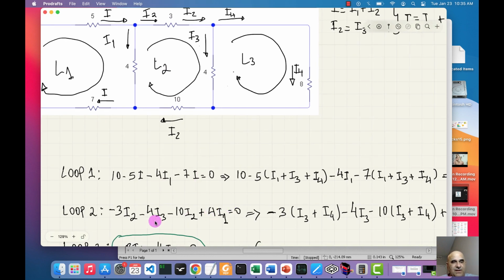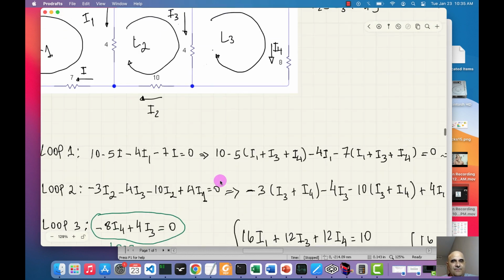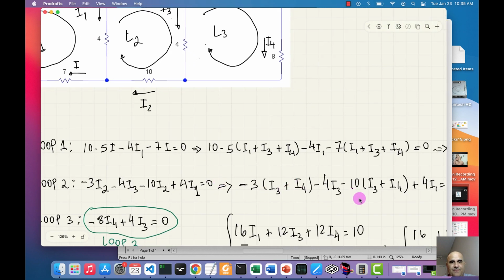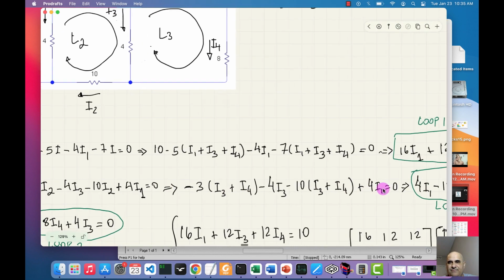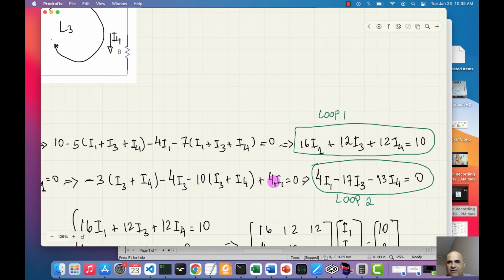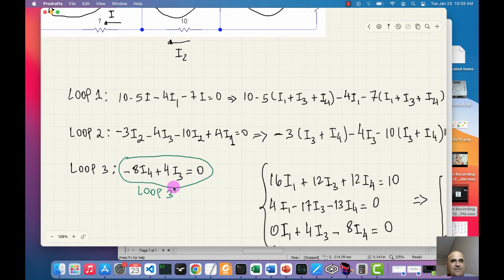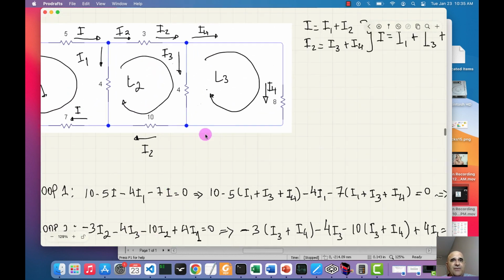Well, I can just plug in the I2, which is I3 plus I4, over here and here. So doing all the algebraic calculation, we have this final equation for the loop number 2. And finally, for the loop number 3, we have only 2 resistors.